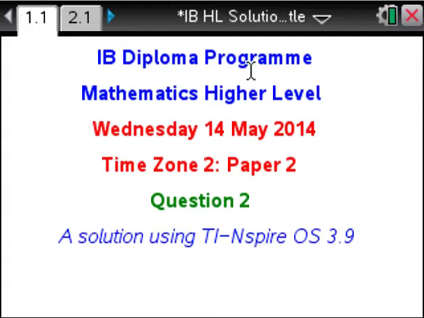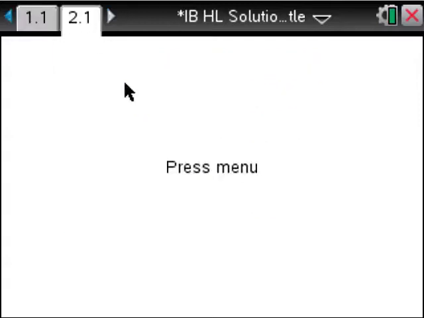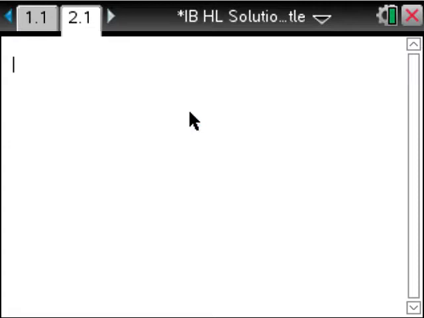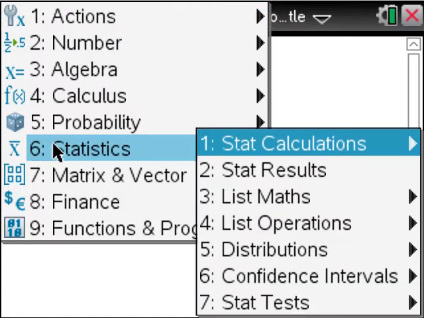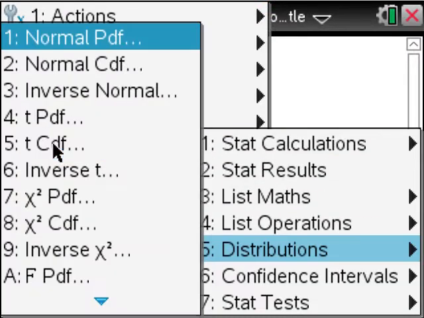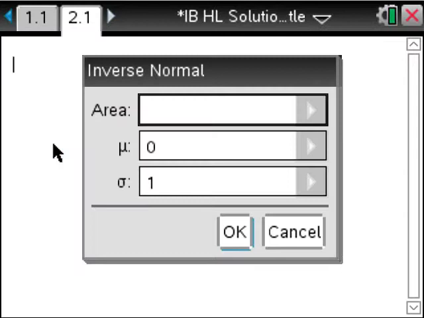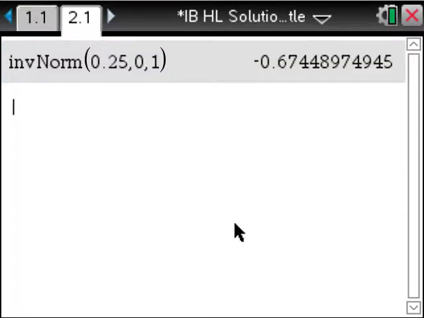Okay, Maths Higher Level Paper 2, Question 2. We're just going to go to the Calculator page, and we're going to have to do some statistical inverse normal commands first. So if I do Menu, Statistics, go down to Distributions, and do Inverse Normal, we can go for an area of 0.25, and we can get that particular ordinate there.